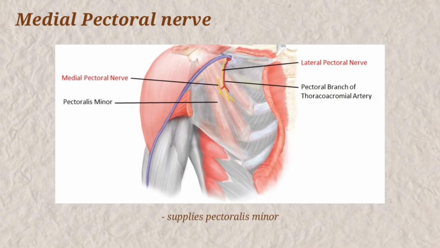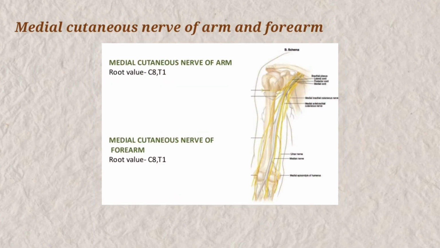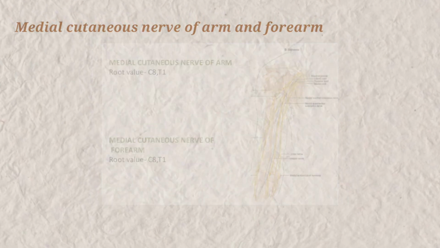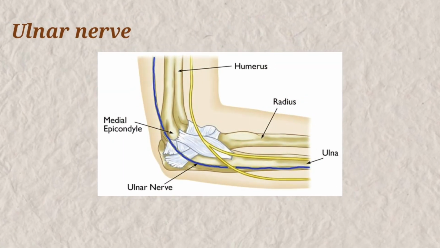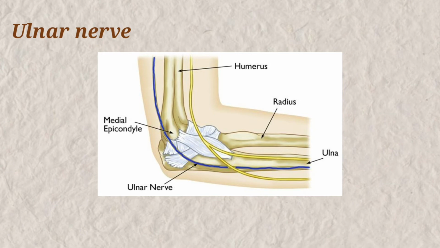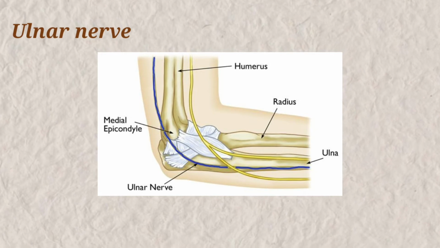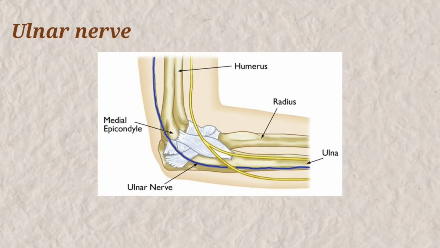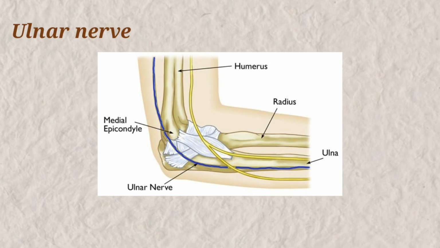This mainly supplies the pectoralis minor. Next are the medial cutaneous nerve of the arm and the medial cutaneous nerve of the forearm. Then there is the ulnar nerve. It does not give any cutaneous or motor branches in the axilla or in the arm. It is accompanied by the superior ulnar collateral vessels as it pierces the medial intermuscular fascial septum.